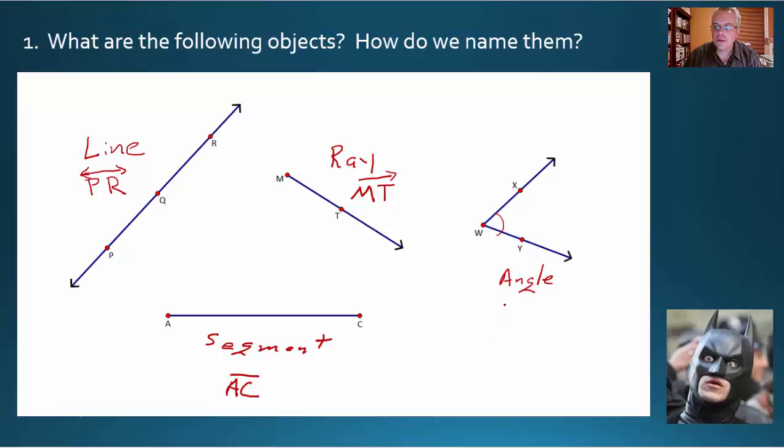To name it, we're going to use 3 letters. The vertex, or corner of the angle, always goes in the middle. The first letter we use is from the first side. Then we put the vertex, and then we put the name of a point from the second side. So we have angle XWY. If you trace it out, XWY, it traces out the angle. We could have also said for this angle YWX. It's just backwards, but notice that the vertex is still in the middle.